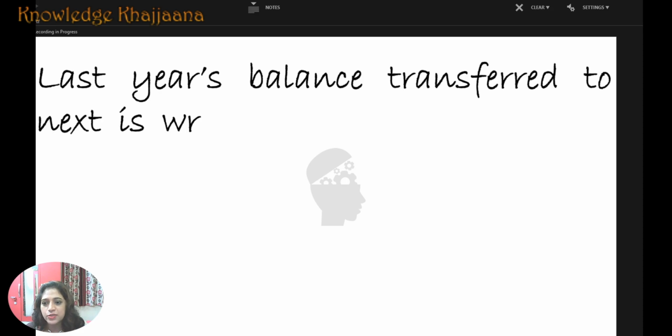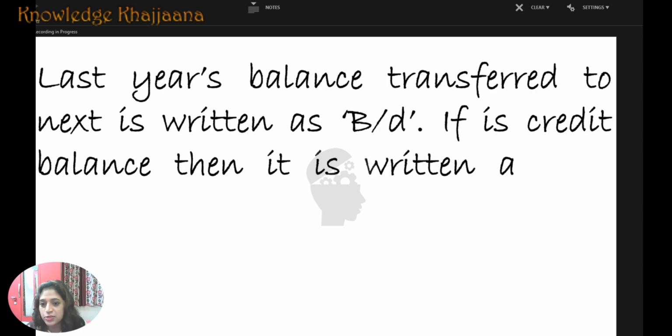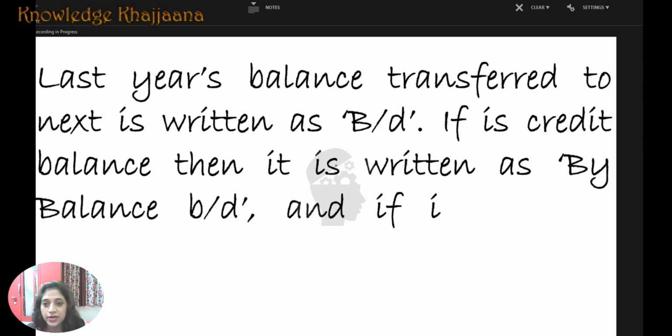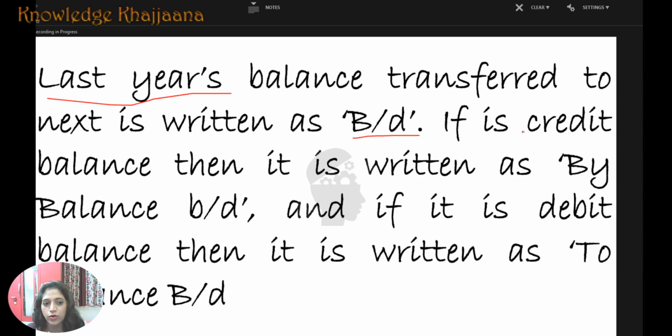Last year's balance transferred to next year is written as balance brought down. Remember, last year's balance transferred to the next year is always written as balance brought down. If it is a credit balance, then it is written as "by balance brought down". And if it is a debit balance, then it is written as "to balance brought down".